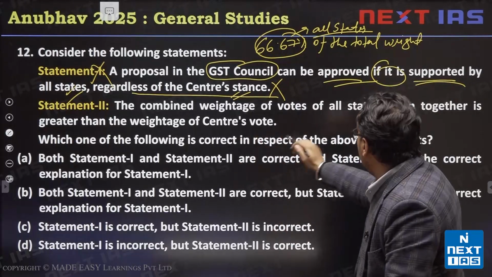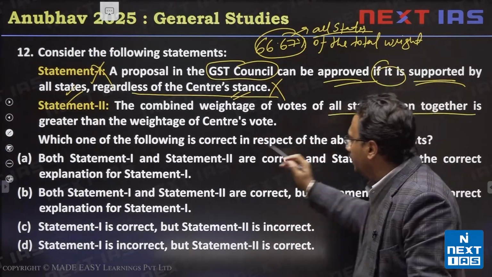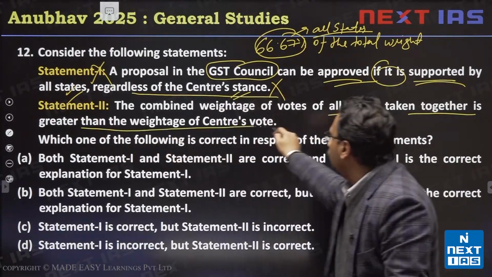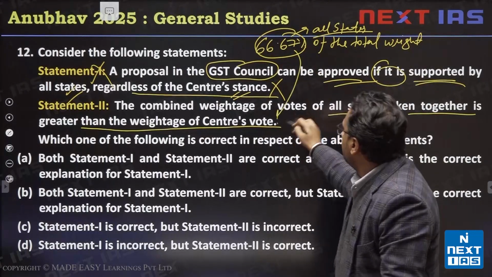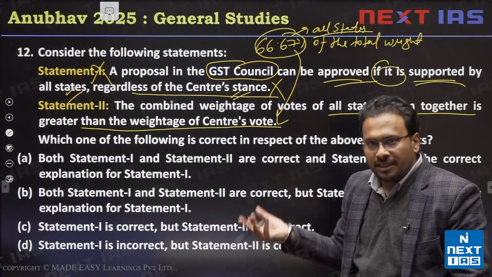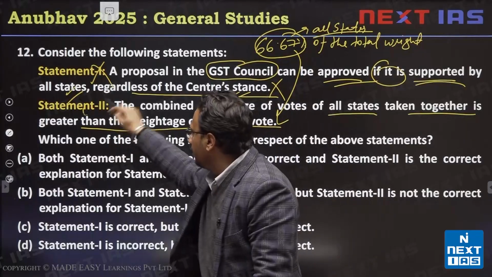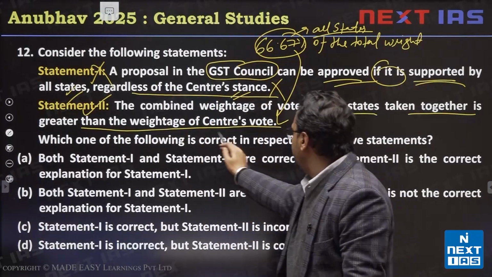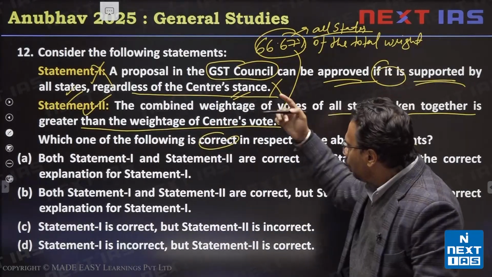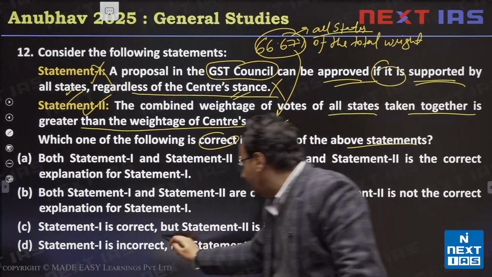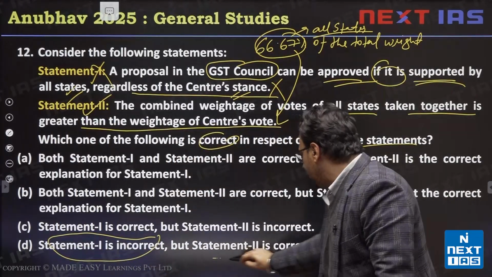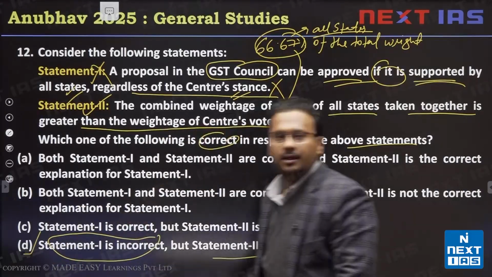Statement 2: a combined weightage of votes for all states taken together is greater than the weightage of the center's vote. Yes, 66.67% is greater than the center's weight. Statement 2 is correct. Now, which of the following is correct with respect to the above statements? 1 is incorrect, statement 2 is correct. So the answer has to be D.